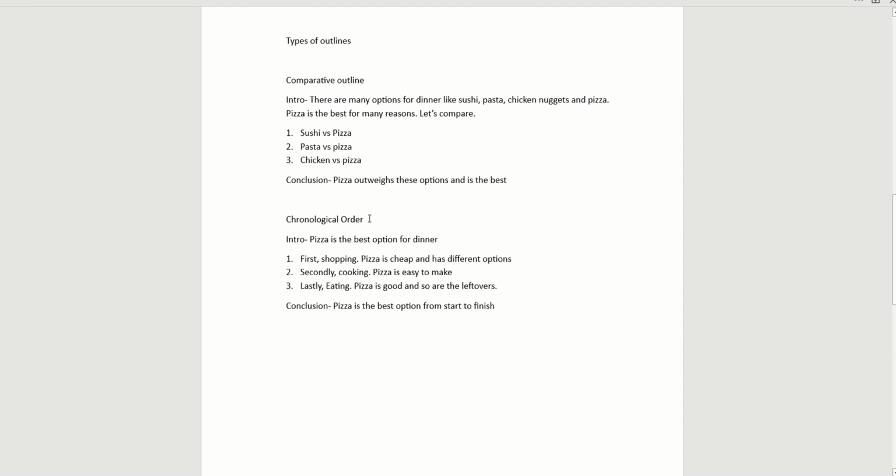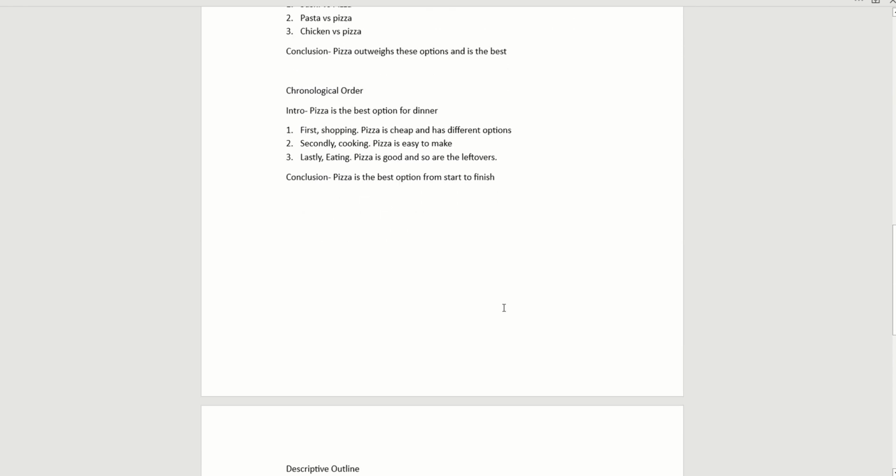Chronological order. So our intro idea is that pizza is the best option for dinner. First is shopping. Pizza is cheap and has different options. Second, cooking. Pizza is easy to make. Third, eating. Pizza is good and so are the leftovers. So in conclusion, we come to pizza is the best option from start to finish.